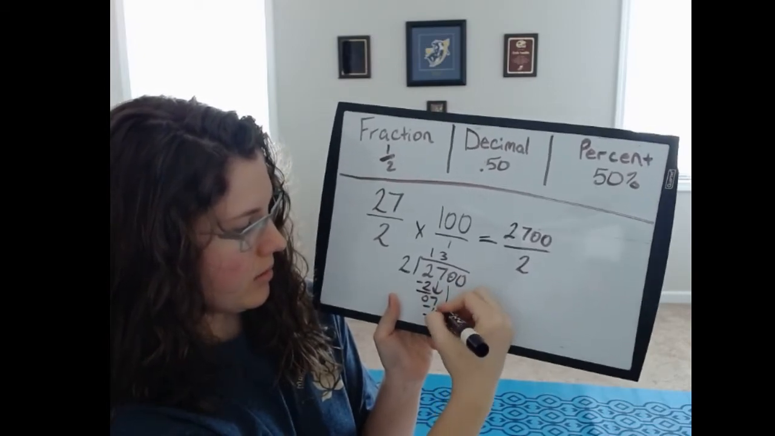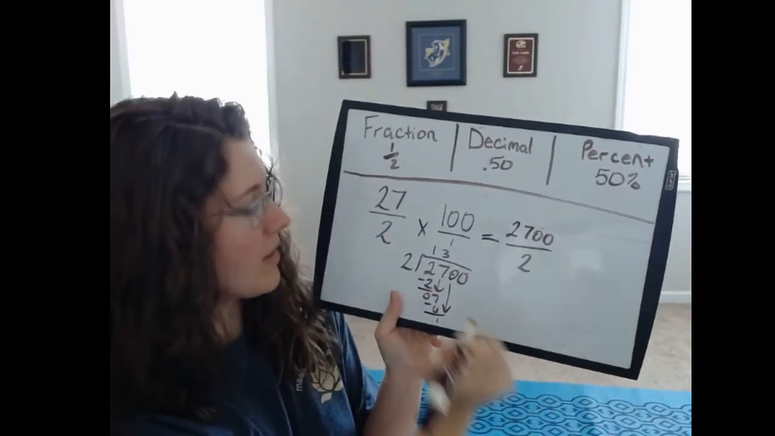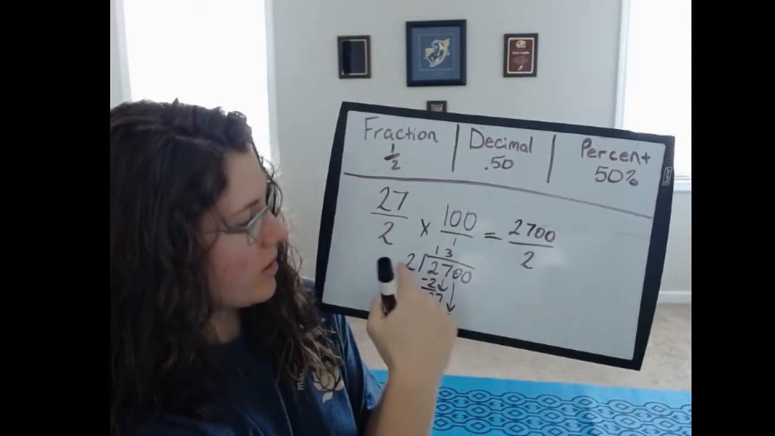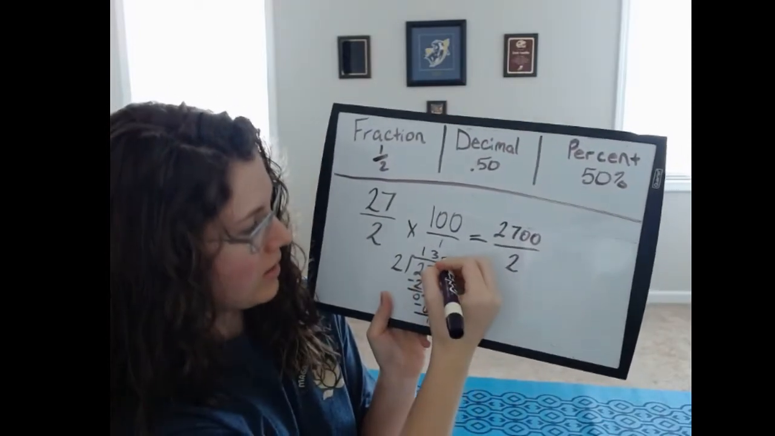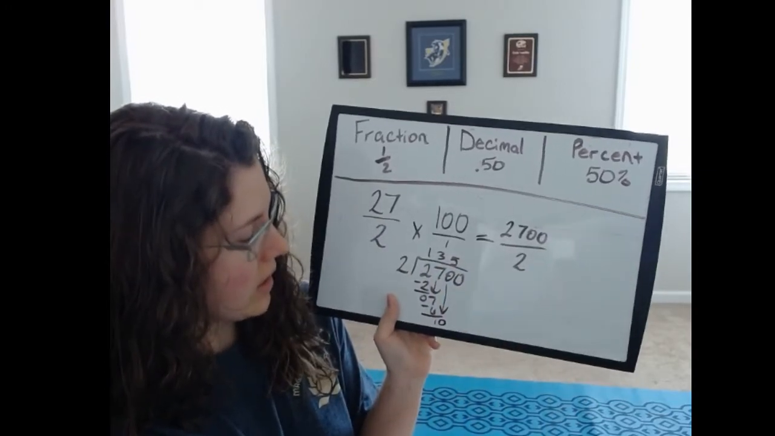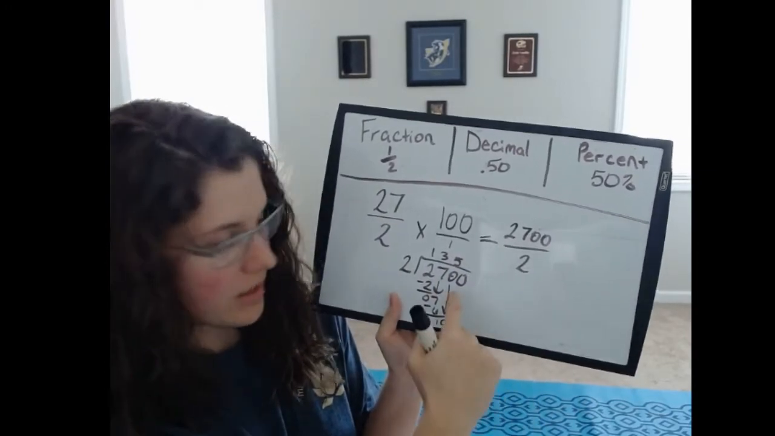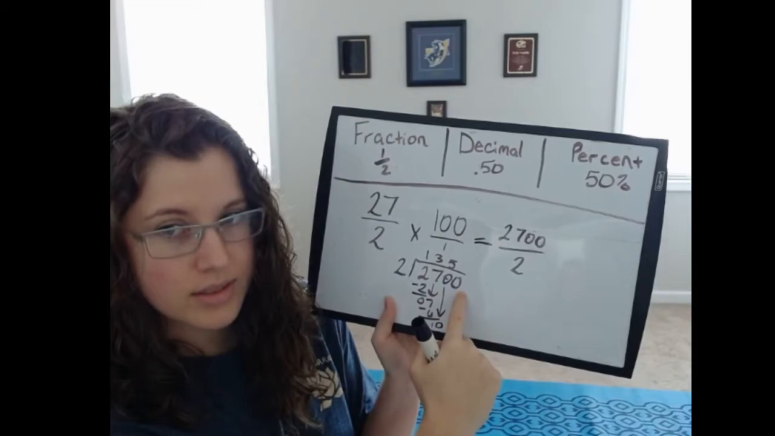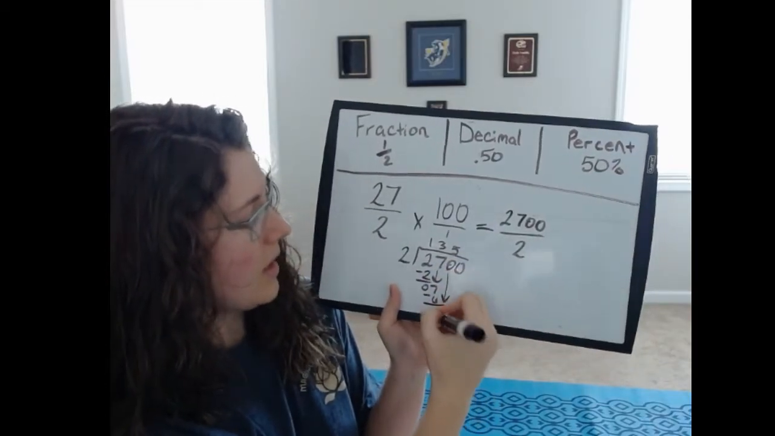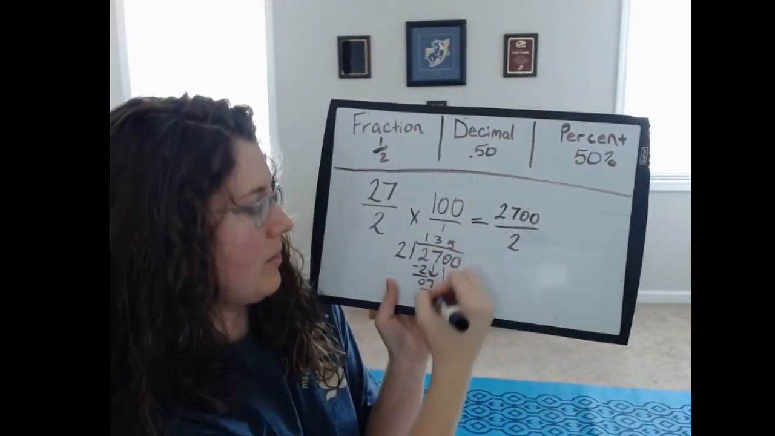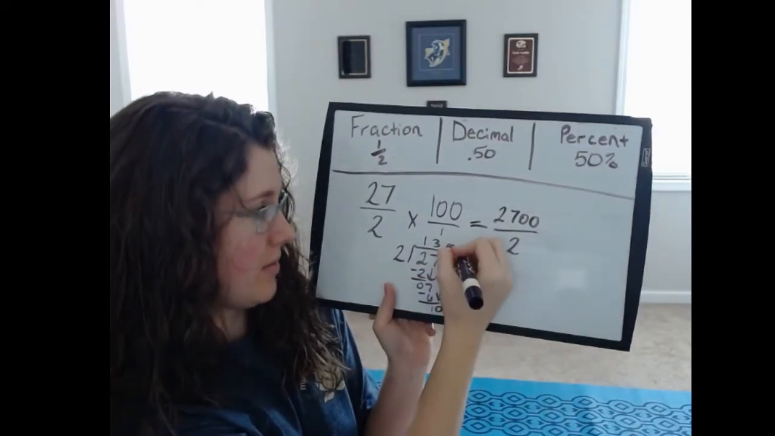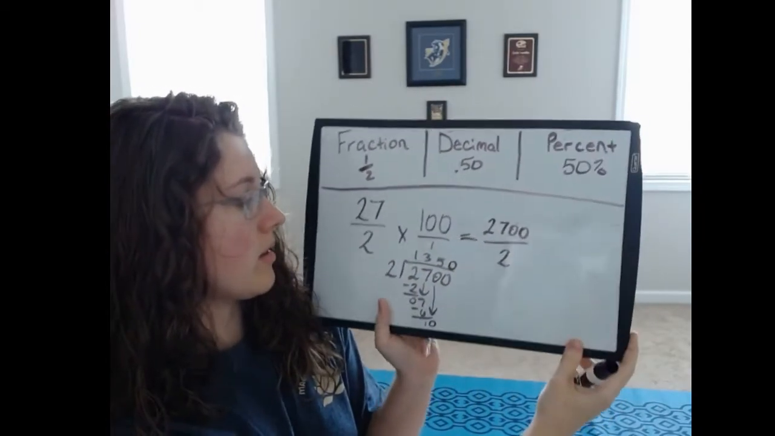Got 1. Ooh, I'm running out of room, y'all. I should have done it over here. Bring that 0 down. 2 can go into 10 5 times. And I've still got one more 0. And I know I'm out of room, but because I know 10 minus 10 is 0, a 0 is going to go up here.